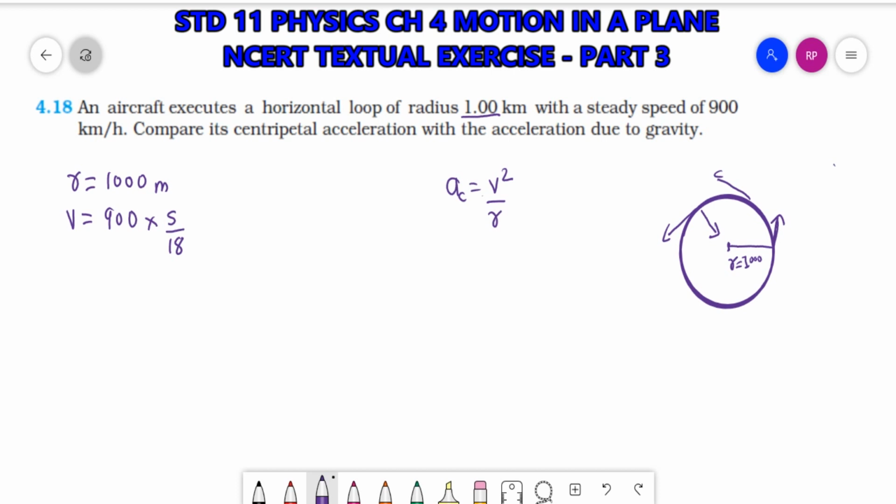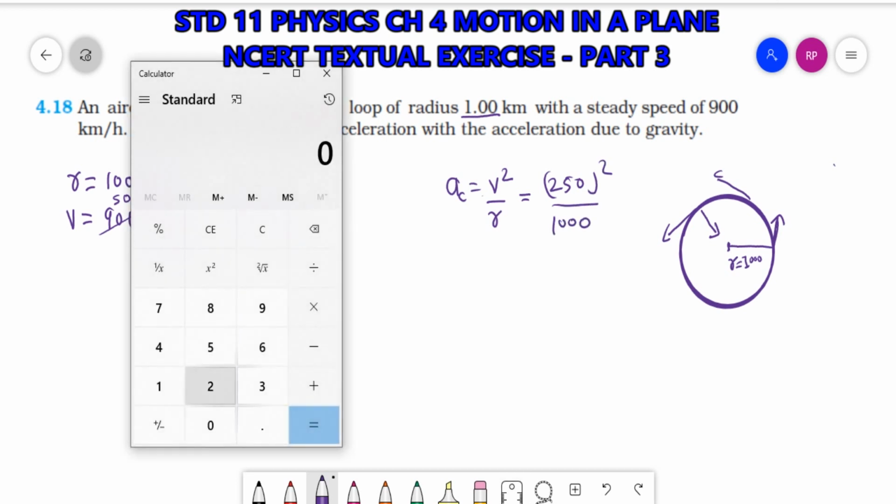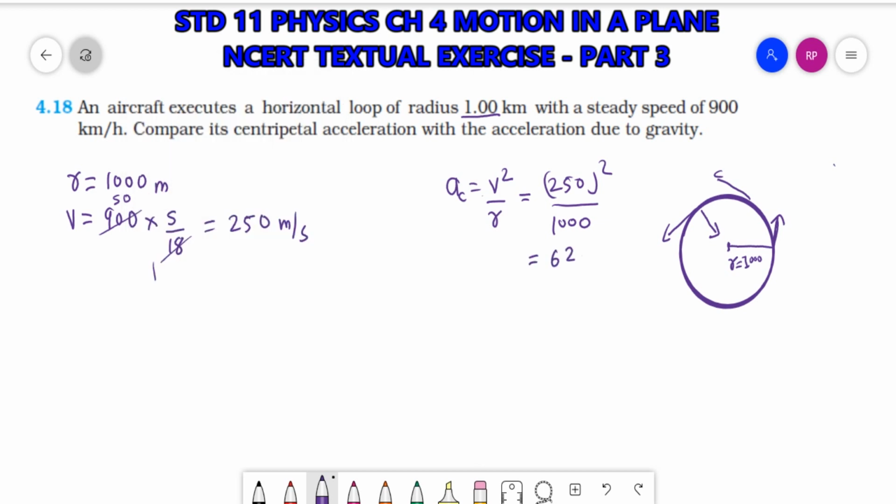Okay, so that will be equal to 18 ones 250. Okay, 18 5 is 90, so it will be 18 into 50. 50 into 5, that is equal to 250 meter per second. So we are having the radius, we are having the velocity. So putting this value, v square, that means 250 square upon 1000. So let's calculate it. 250 into 250 divided by 1000, that is 62.5 meter per second square.